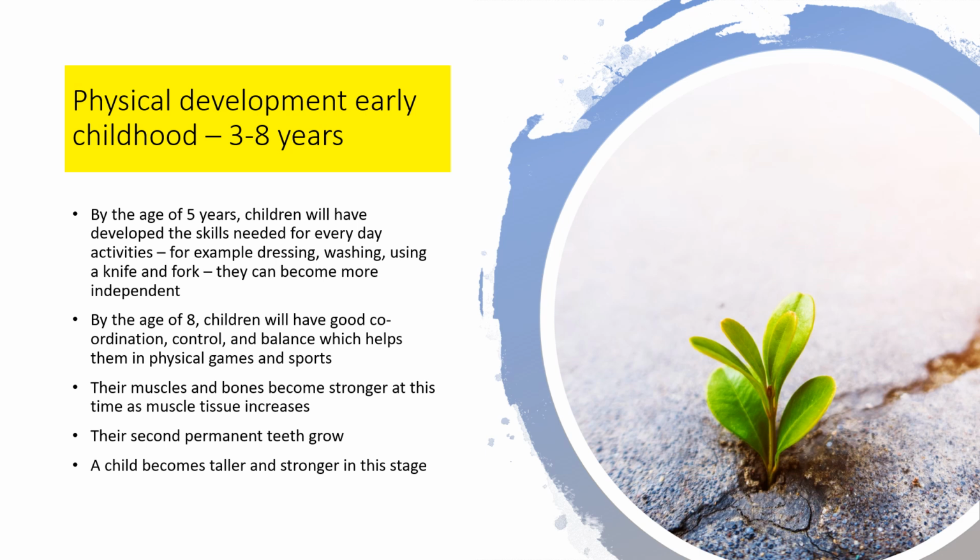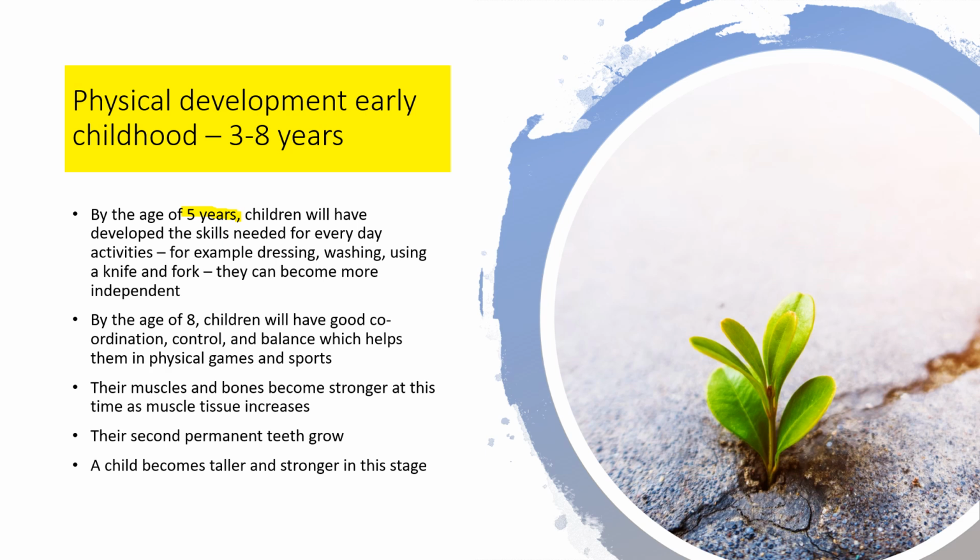This is question 4 in your questions for this week. Okay, the question is, by which age do most children have developed gross and fine motor skills? And the answer is by the age of 5 years. By this time, children have developed their fine and gross motor skills to such an extent that they can do a lot of things for themselves. So for example, dress themselves, put their shoes on, wash their face, use a knife and fork, brush their teeth, and so on. They become a lot more independent by this time.